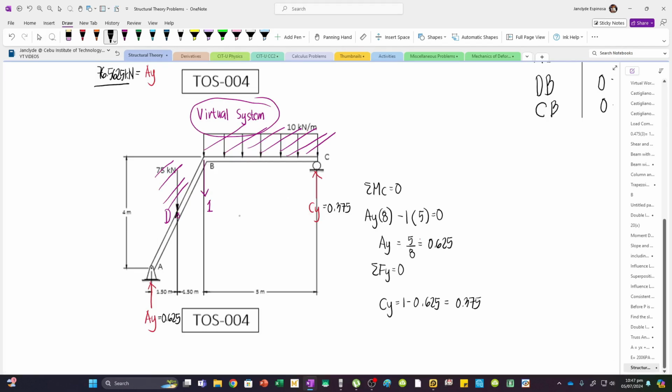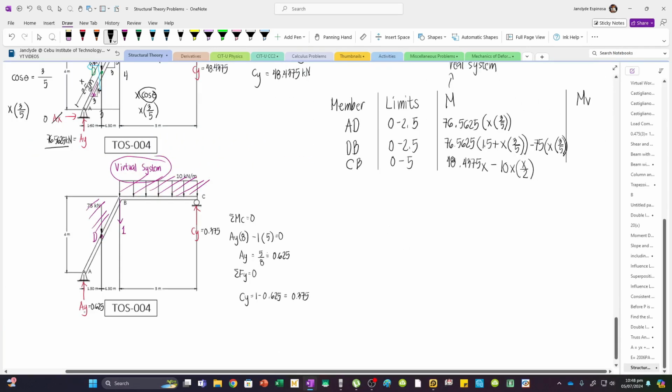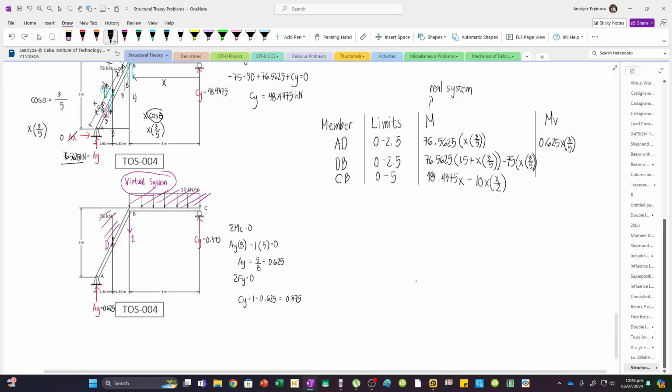So for my MV, considering segment AD, I have 0.625 multiplied by X times 3 over 5. It's just the same dito, yung moment arm. But the load is already 0.625. The same moment arm. And then for the second one, I have 0.625, and then this is now 1.5 plus X times 3 over 5. Again, our moment arm is 1.5 plus the component along X along BD. That's why we have 1.5.